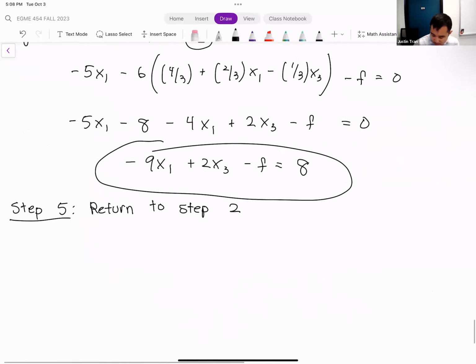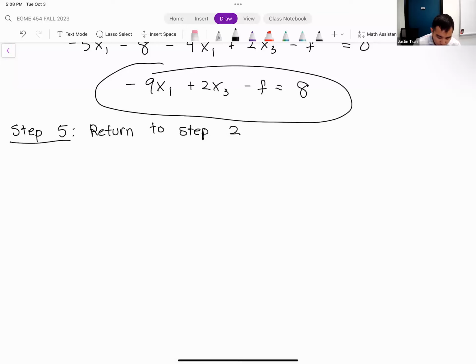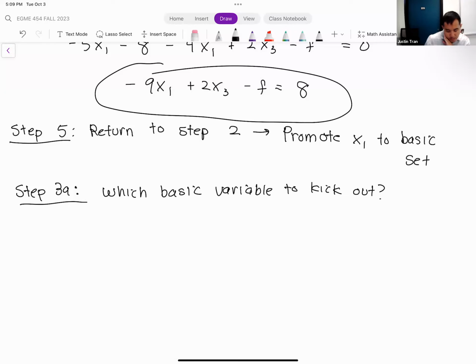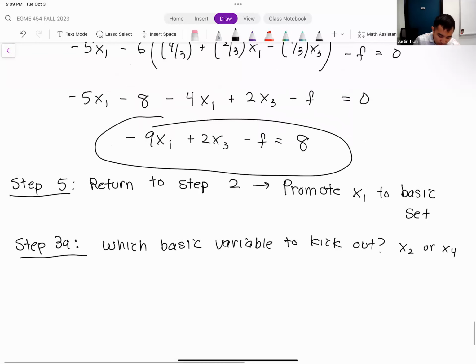All right, so let's do this one more time, one last time with the simplex method. From here, we know we want to promote x1 because it has a minus 9 in front. Step two taken care of. So let's look at step 3A. In step 3A, we're going to decide which basic variable to pick out. It's either going to be x2 or x4. Let's write down those equations again.